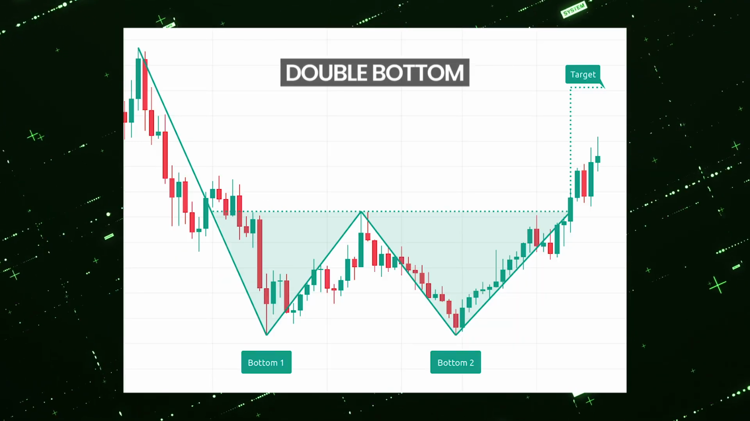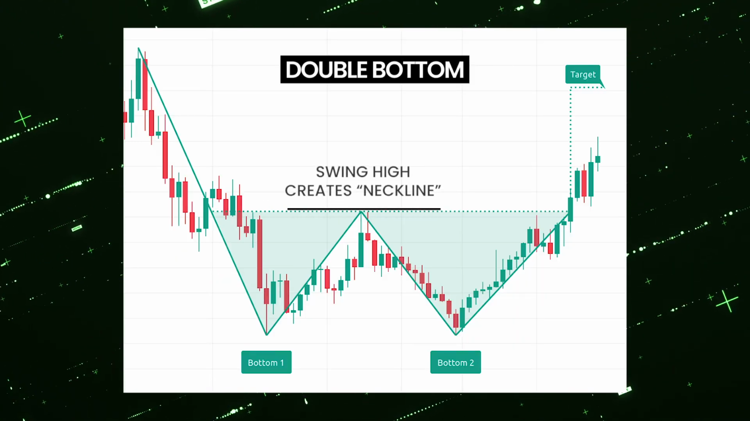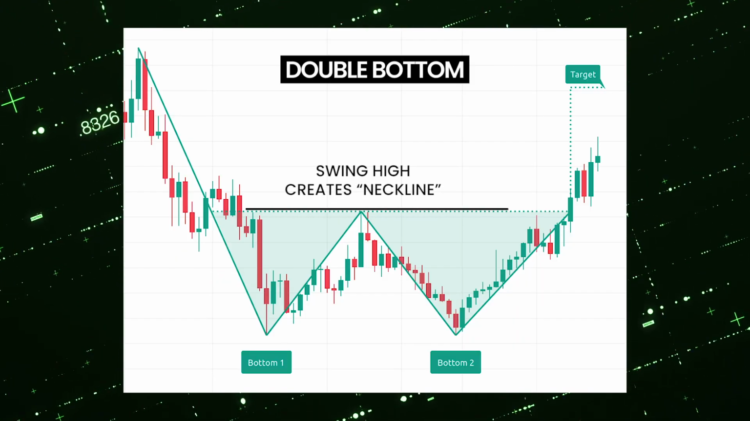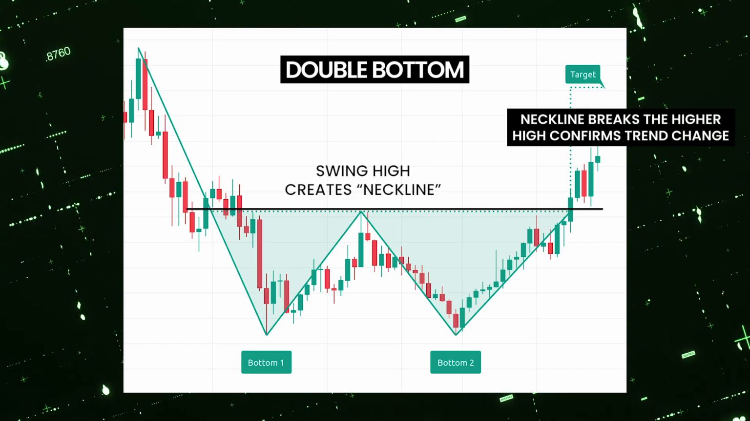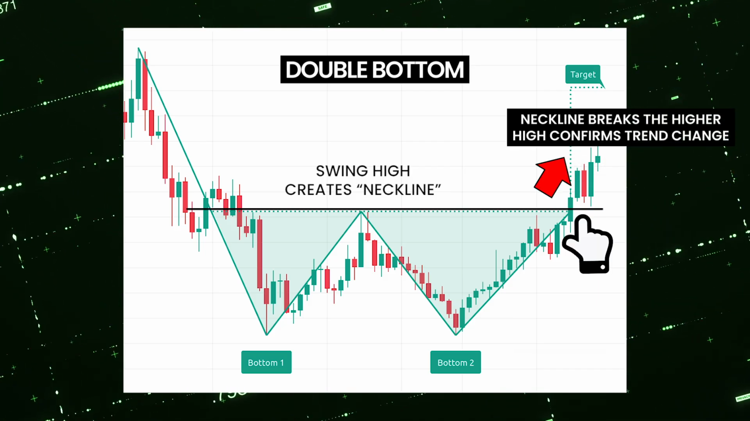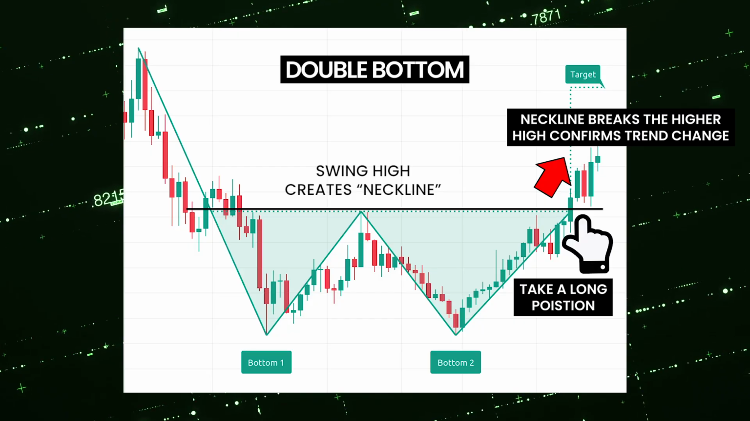For a double bottom, the neckline forms at the recent swing high. Once price breaks above it and reaches a higher high, the trend change is confirmed. At that point, you take a long position to capitalize on the uptrend.